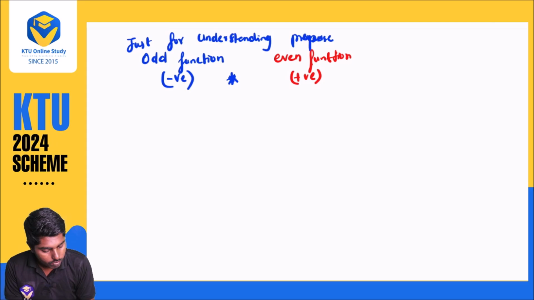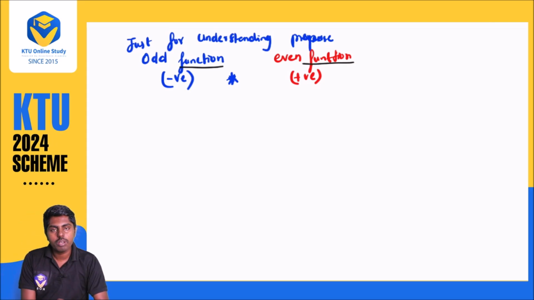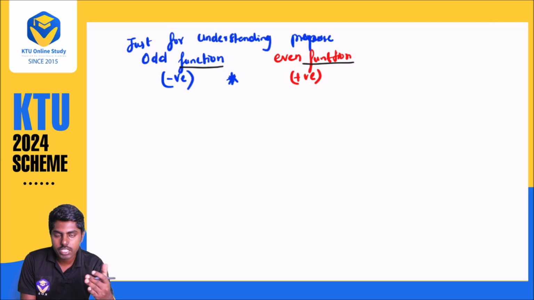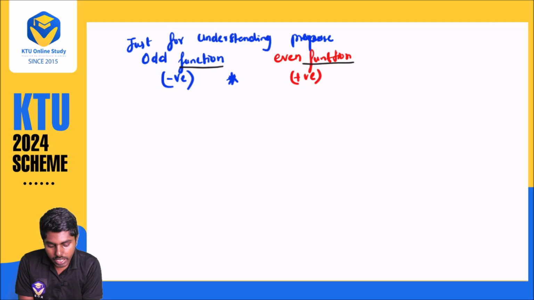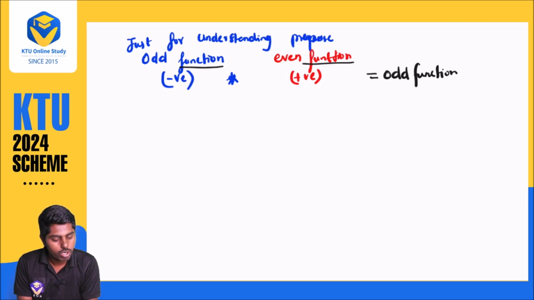See, I am warning, it is a function, you want to be very careful. It is not an odd number multiplication of even number, it is a function: odd function multiplication of even function, that is negative into plus. What we will be getting, we will be getting odd function only.